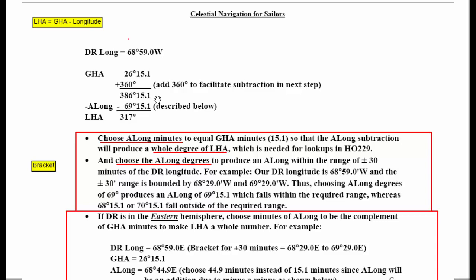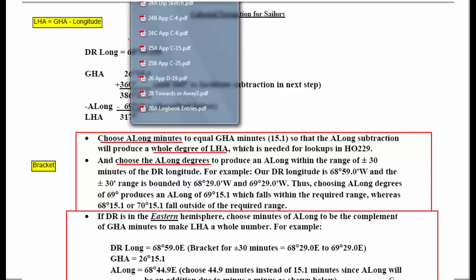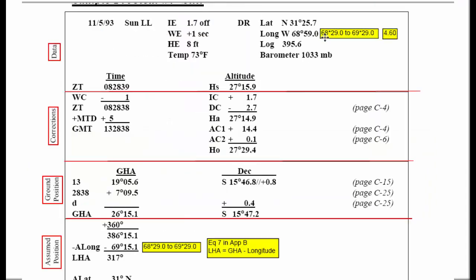It only includes whole degrees. And that's described here. Choose the assumed longitude minutes to equal GHA minutes 15.1 so that the subtraction will produce a whole degree of LHA, which is needed for lookup in HO 229. So that's where we got the 15.1. Now let's look back at the calculation here, sample number 4.